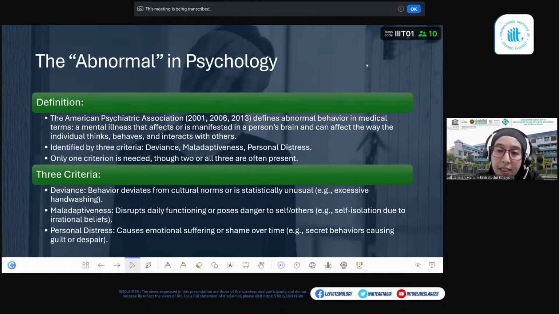So here's the key takeaway from this definition of abnormality in psychology. Only one of these criteria, either deviance, maladaptiveness, or personal distress, needs to be present for a behavior to be labeled abnormal. But normally, we find two or all three overlapping with each other when we consult people with mental disorders, for example.